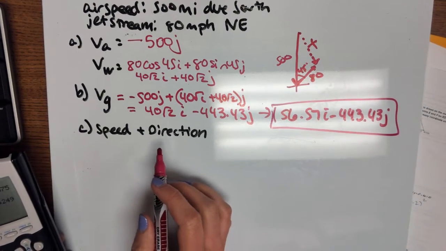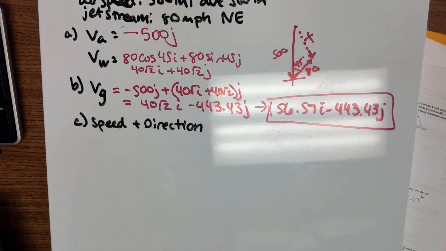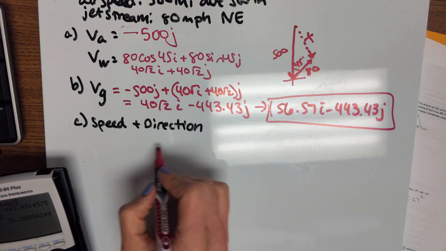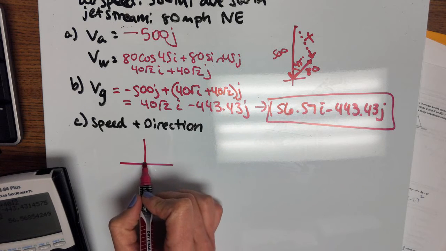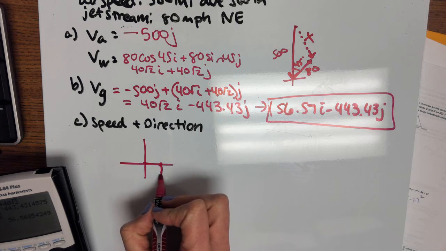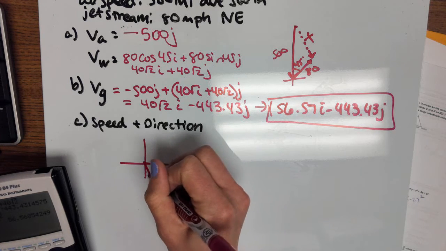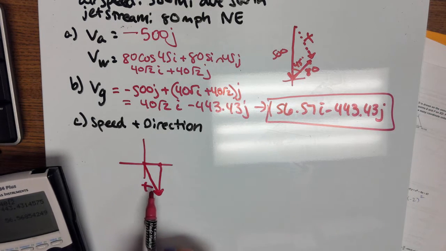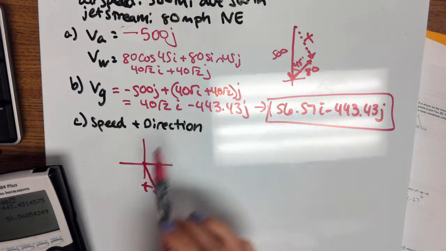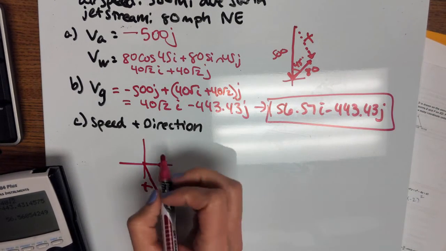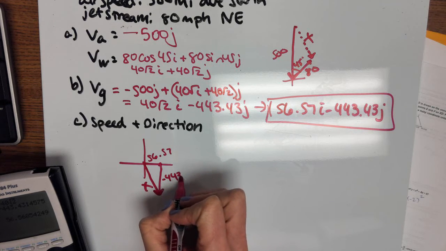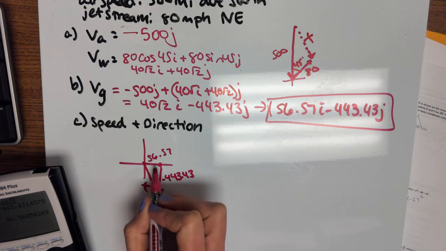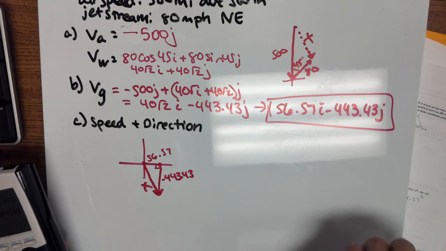If we want to find the magnitude, we're going to take this new vector, and if you think about it in picture form, if we are going 56 units in the i direction, negative 443 units in the j direction, that's the actual vector. And yes, that does match up. So sometimes it helps to draw this out. We've got 56.57, negative 443.43. We want to find the magnitude. Well, right triangle, Pythagorean, if you ever forgot.